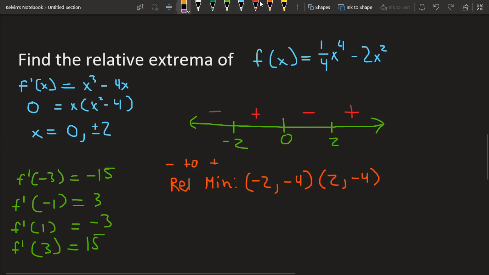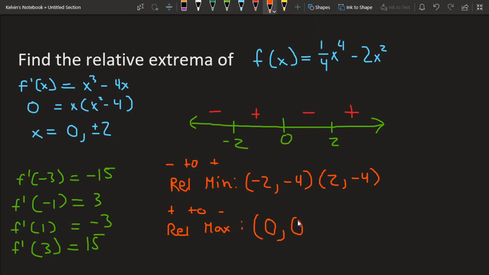And now what about the relative maximum? So for the relative maximum, it is positive to negative. And we see from here that 0 is positive to negative. So this is 0, comma, and if we plug f of 0 into this equation for f of x, we get 0. So overall, there was a relative minimum at -2, comma, -4, and 2, comma, -4, and there's a relative maximum at 0, comma, 0.